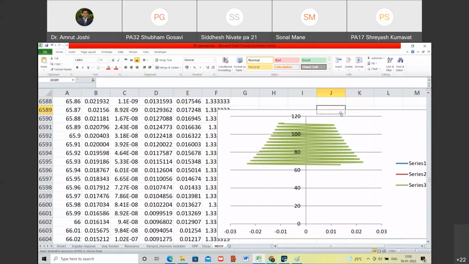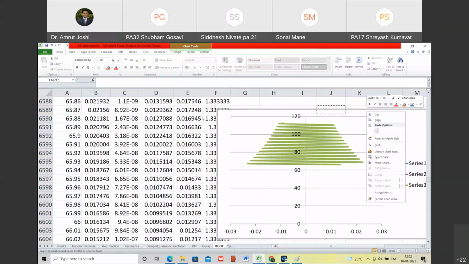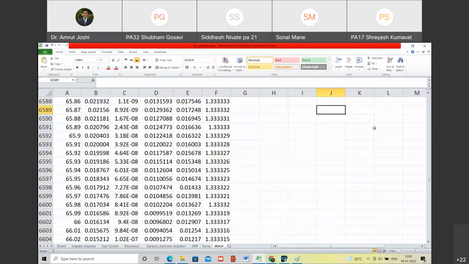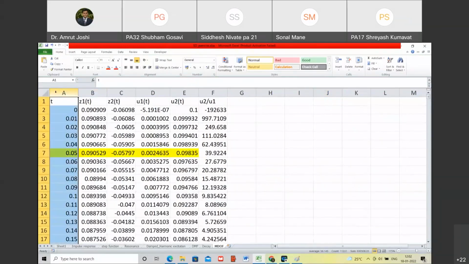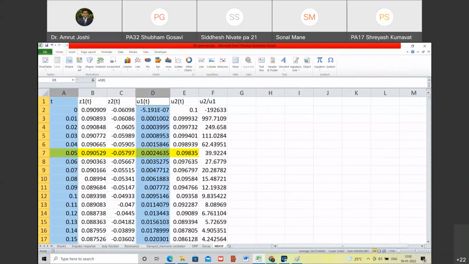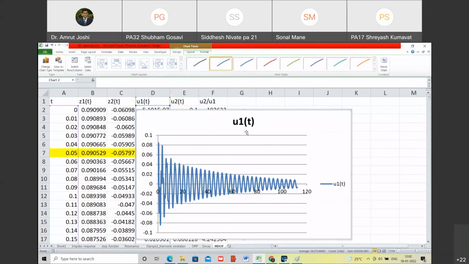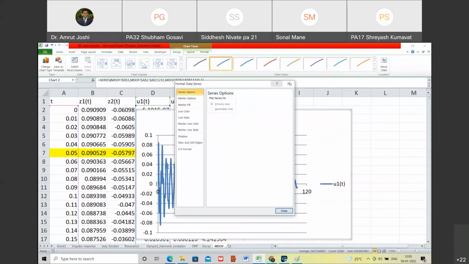Okay. Let us do it the other way. Let me plot this, and then, by the way, this is the response of the first mass, exponentially decaying. Are you with me? Yes, sir.